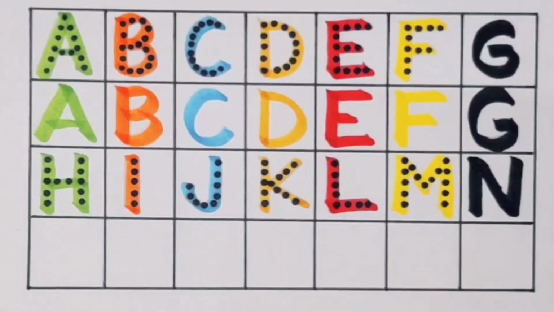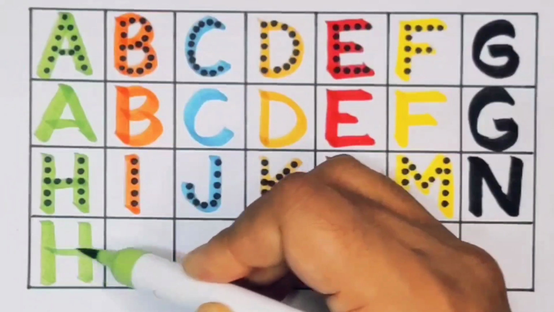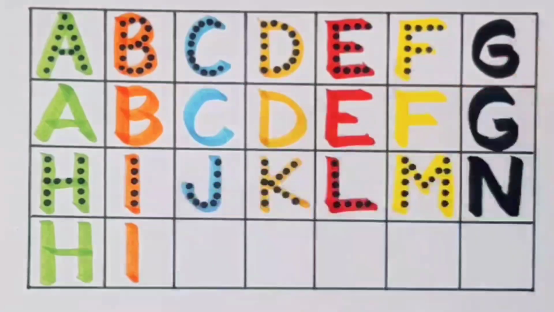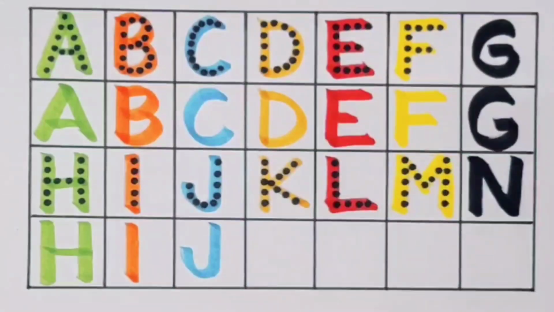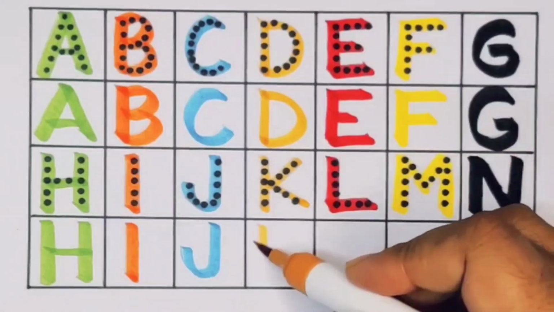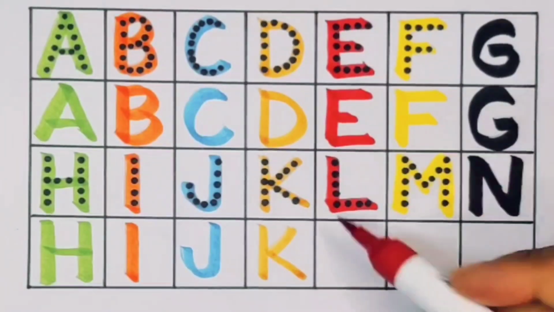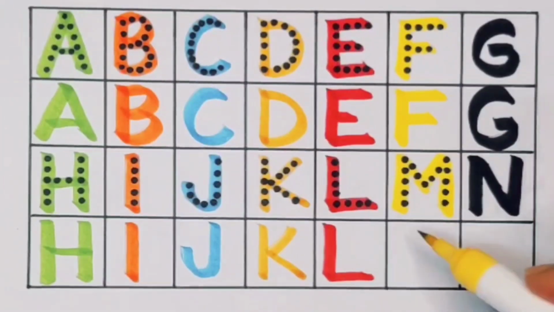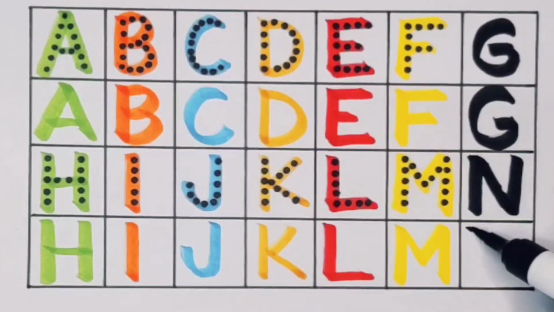Repeat again, H for hat. Next kids, I for eyes. Next, J for jelly. Next, K for key. Next kids, L for lion. Next, M for moon. Next kids, N for nest.